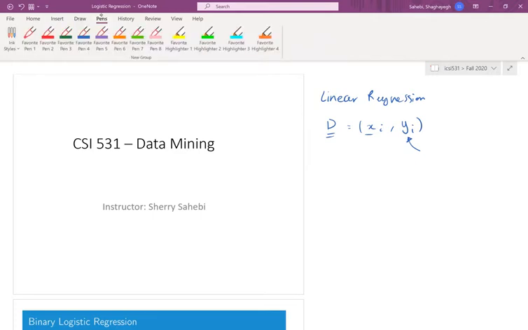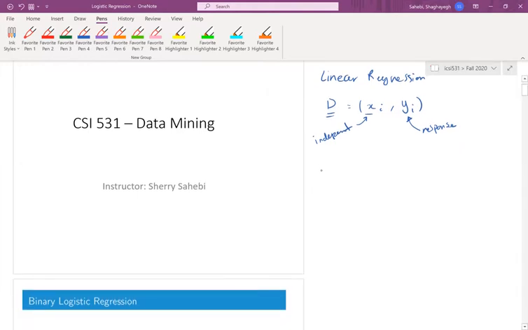So we had these pairs of vectors xi's which had different independent attributes in them. And then yi was our response variable, or our dependent variable, right? So we had independent variables in xi's and we had a numeric response variable that we wanted to predict. But in classification, our task is a little bit different.